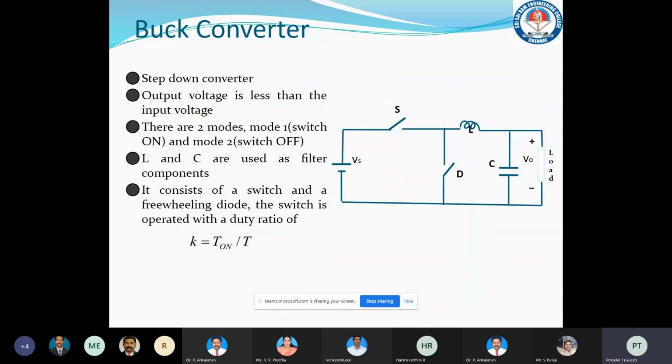The switch S can be any switch like MOSFET, IGBT, GTO, or BJT, depending upon the power requirement. If the converter is used for a low power application, we go for a MOSFET. If a medium power application is required, we use an IGBT. For high power applications, we may use a GTO or thyristors. Then the switch will be operated with a duty ratio of K equal to T on by T.